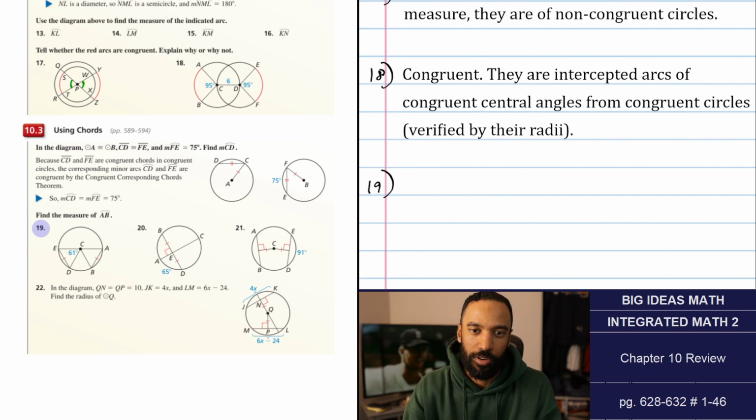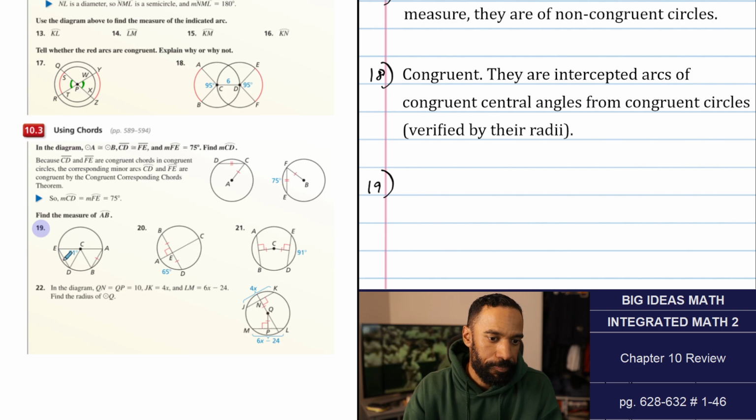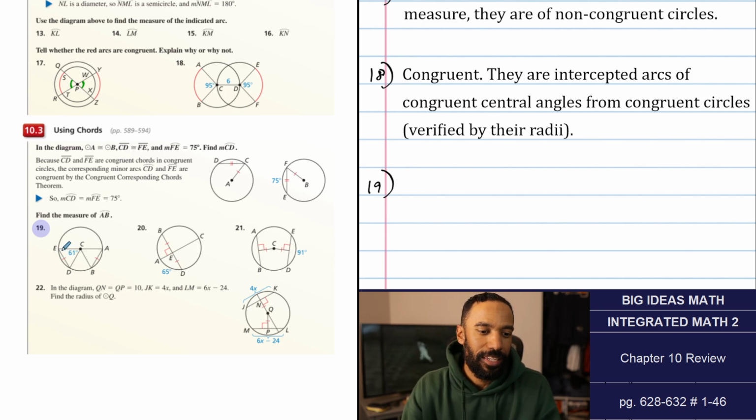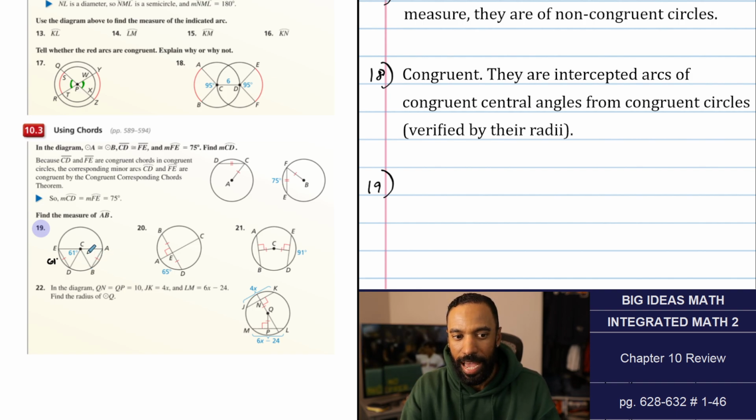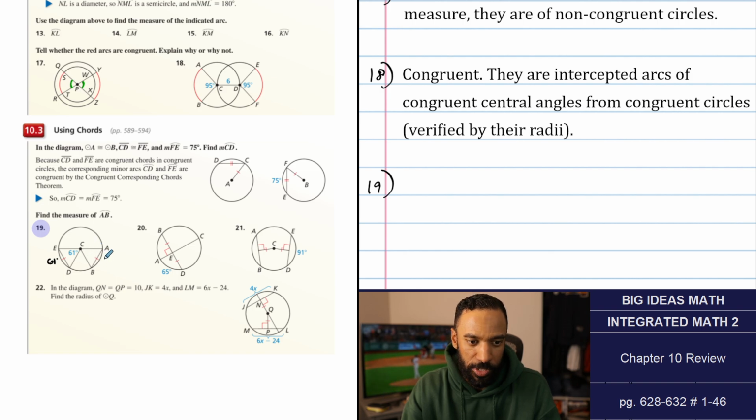Start with number 19. Find the measure of arc AB. Okay, so I think we already start there. And here's kind of the reason why this works, because this chord has these endpoints that the central angle also has, of this degree. So if that's 61 degrees, then so is this. Now they show this chord as well with the same endpoints. That means it has the same reach for this central angle to also be 61 degrees.